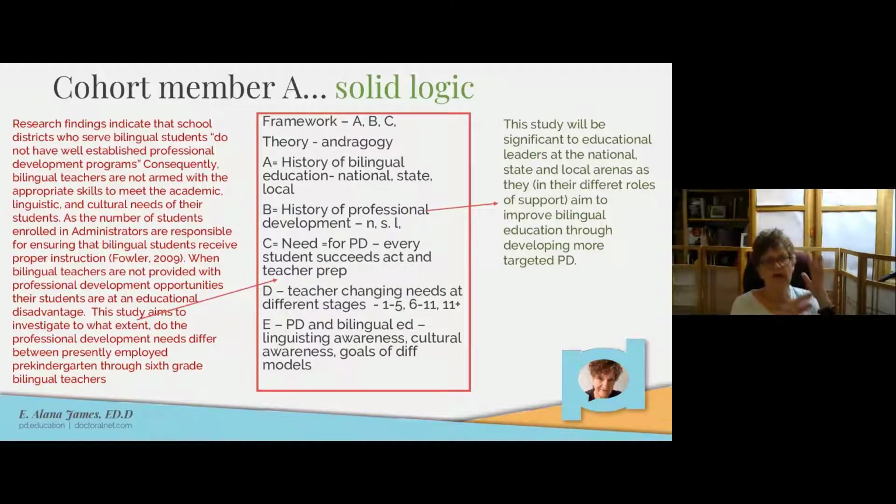So they have a group of teachers. They're going to research them in clusters of teachers who've been teaching 1 to 5 years, 6 to 11, and over 11 years, because their theoretical component is that the needs for professional development differ the longer you've been at the job. It makes some kind of sense. So their theoretical framework is andragogy, which is about adult learning.